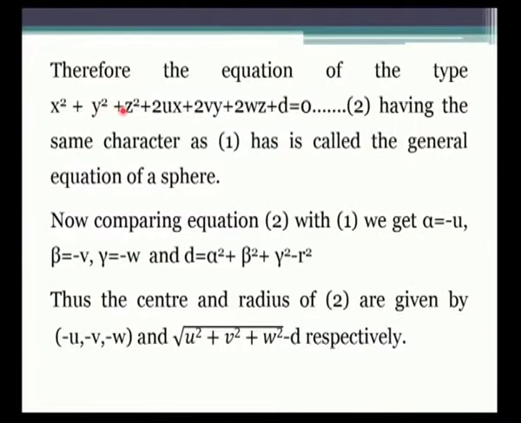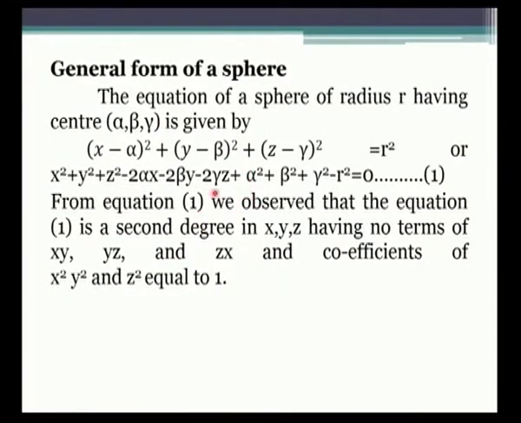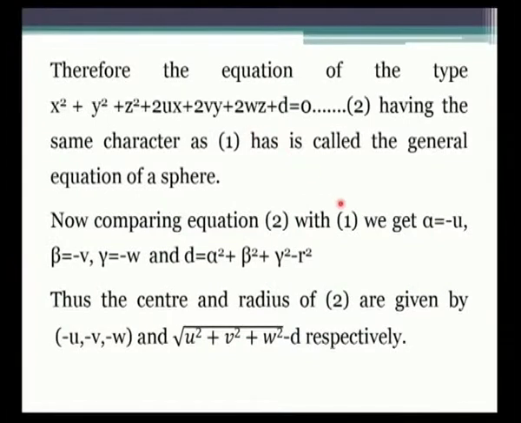Therefore, the equation of the type x square plus y square plus z square plus 2ux plus 2vy plus 2wz plus d is equal to 0, let us keep this as equation 2, has the same character as equation 1. So, we are going to another equation which has the same character and is called the general equation of the sphere. Now, compare this equation 2 and 1, we get alpha is equal to minus u.